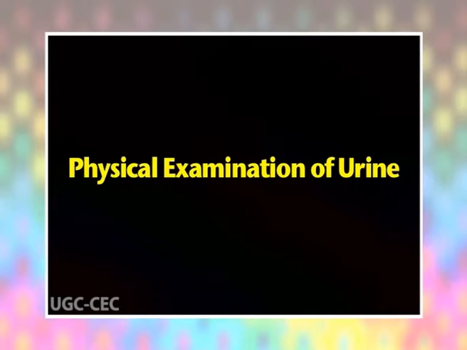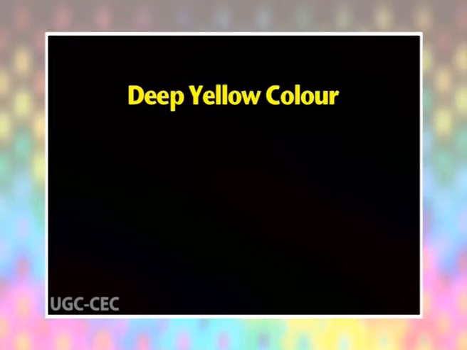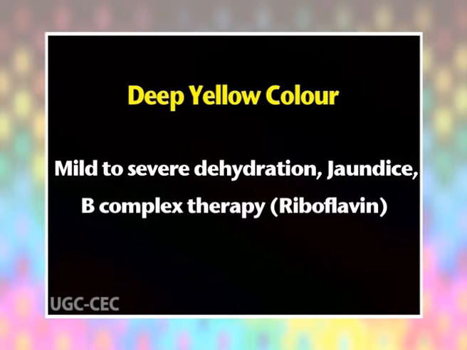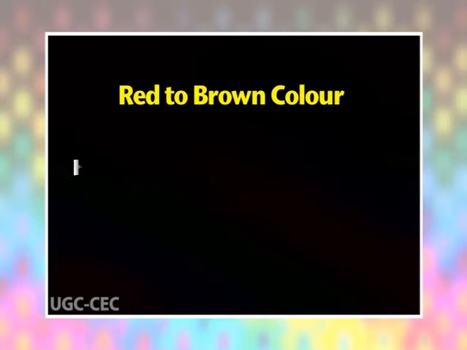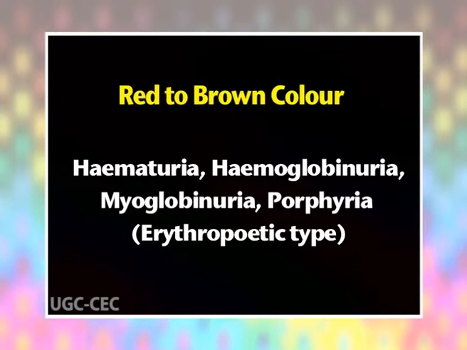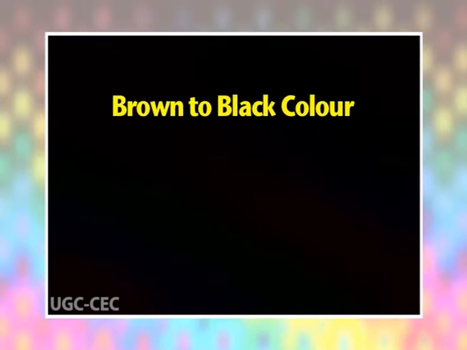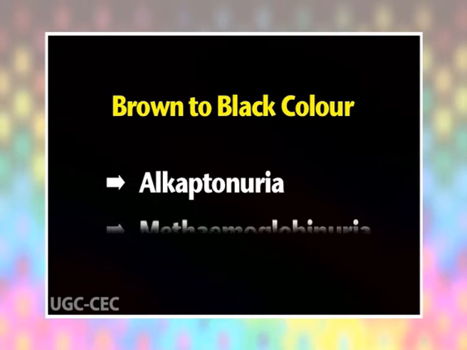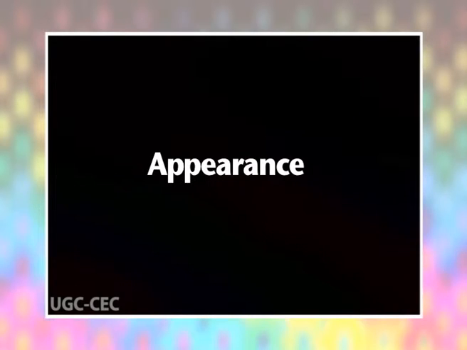Now let's have a look at physical examination of urine. First being color. Normally, the urine is colorless to straw colored due to urochrome. Deep yellow: mild to severe dehydration, jaundice, B complex therapy due to riboflavin. Red to brown: hematuria, hemoglobinuria, myoglobinuria, porphyria, erythropoietic type. Brown to black: alkaptonuria, methemoglobinuria.